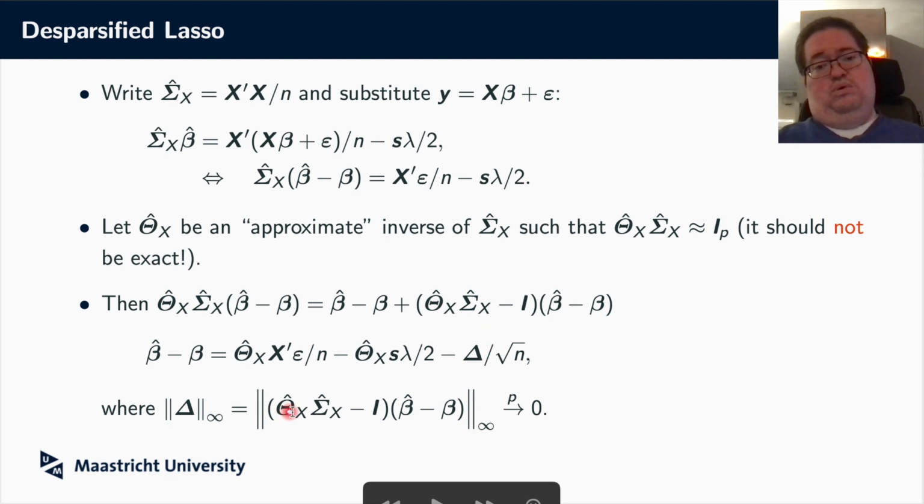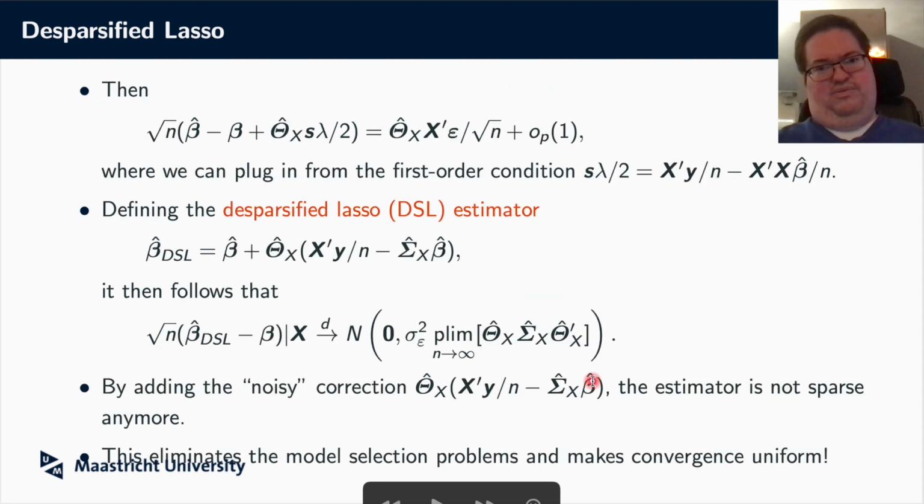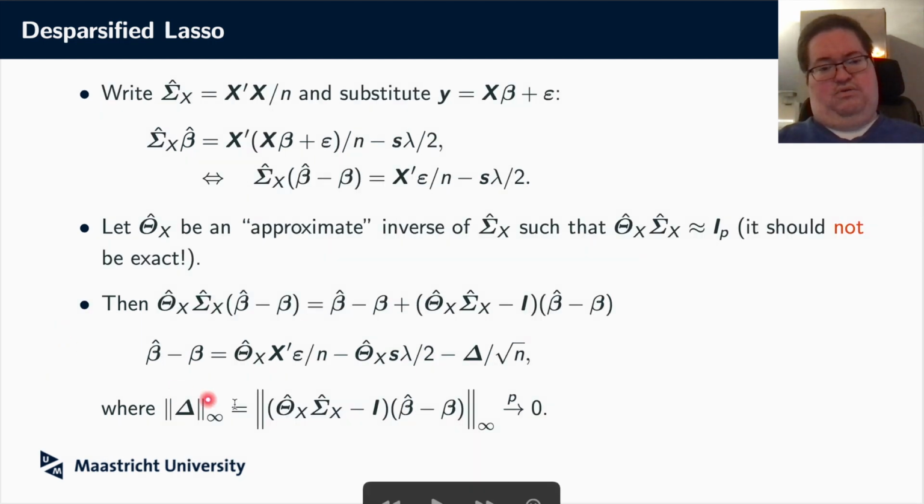Now, what we want to hope is that it's small enough such that actually the largest entry of the vector is going to converge to 0 in probability, because of course in that case, we can basically ignore that part. So let's rewrite a bit further and get the s part, because that is still the one that is going to be a tiny bit problematic. Let's move that over to the other side.